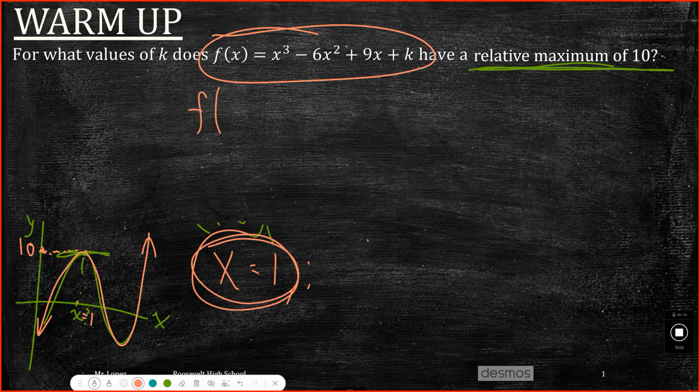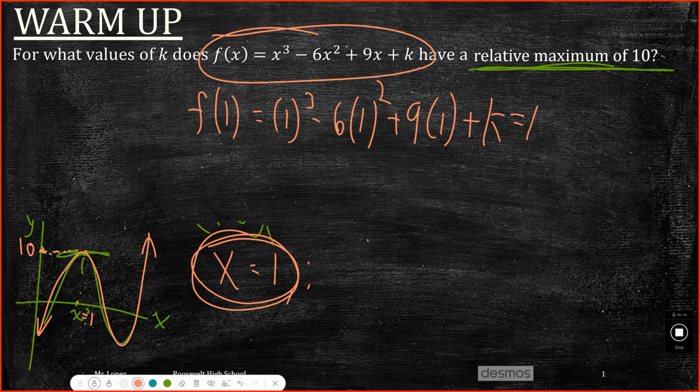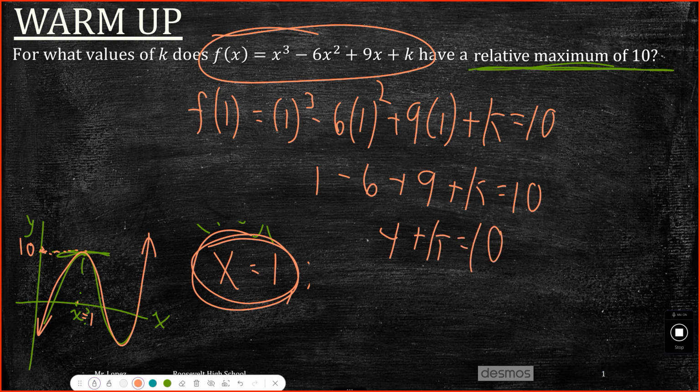f of 1 equals 1 cubed minus 6 times 1 squared plus 9 times 1 plus k has to equal 10. What is that? 1 minus 6 plus 9 plus k equal to 10. So then this is going to be, well, is that 4 plus k? And so k is 6. Yeah?